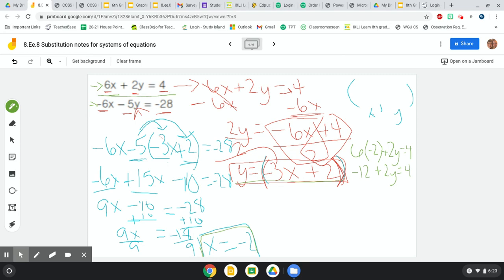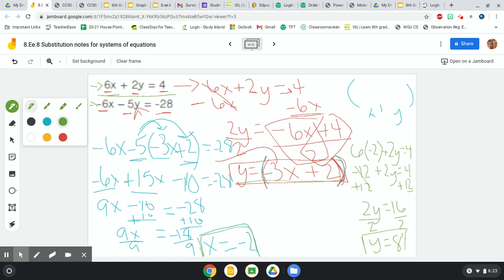Next, I want to get y by itself, so I need to take care of adding and subtracting. Well, I have this negative 12, so I need to use the inverse and add 12 to each side. That leaves me with 2y equals, well, 4 plus 12 gives me 16. And then the last step is to divide by 2, that inverse operation. That leaves me with y, 16 divided by 2 is 8. So right now I think that x and y are negative 2 and 8.